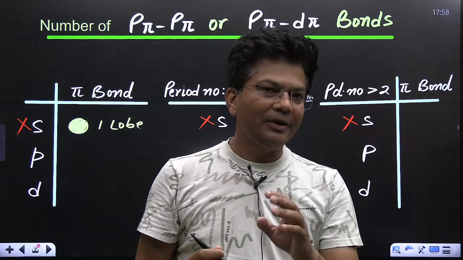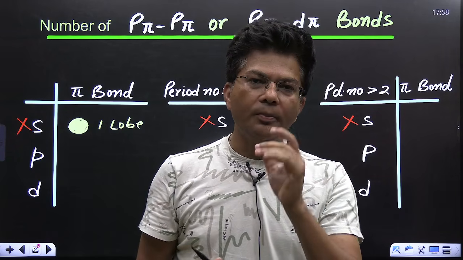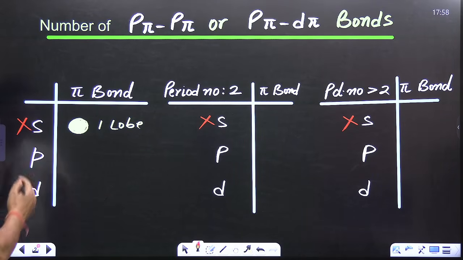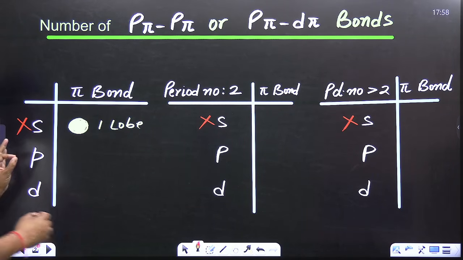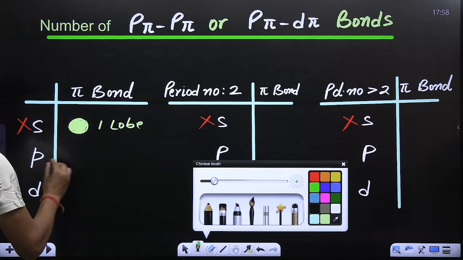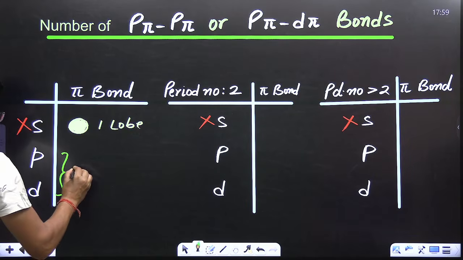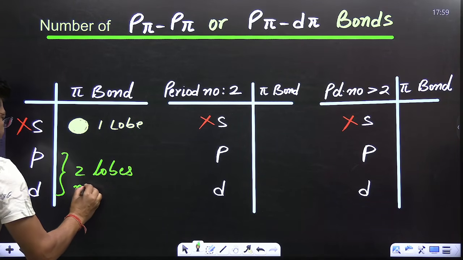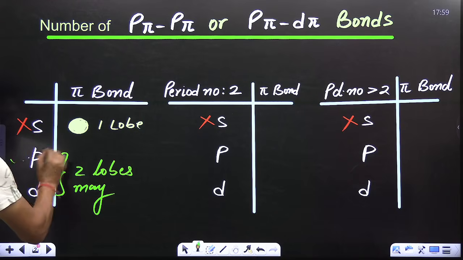Now let me give you the thing one by one. So if I say that p and d can form a pi bond, they have the ability because there are two lobes. Both of these have two lobes. So I will say they may form. They may form. So tick, tick.